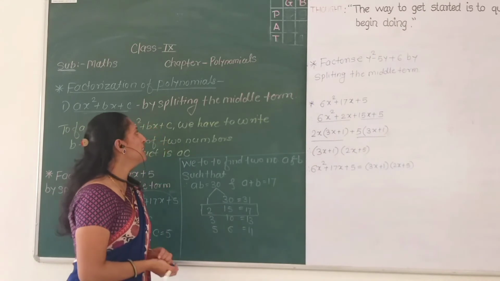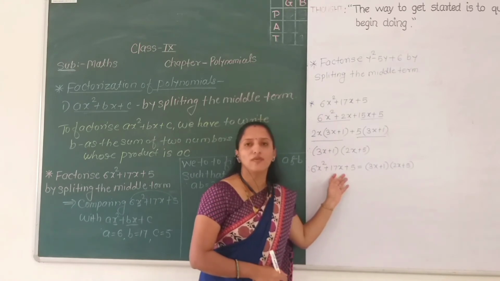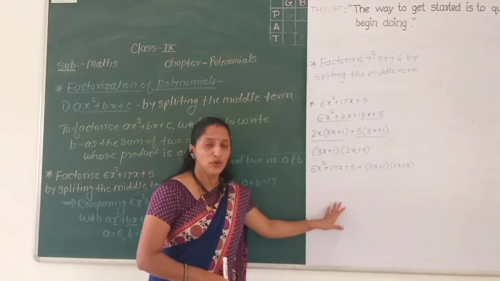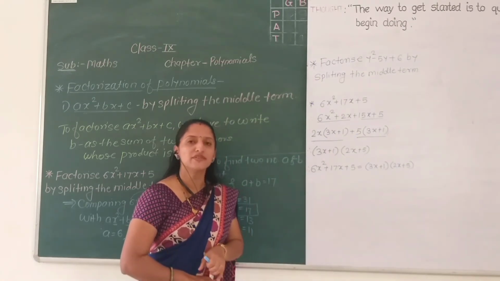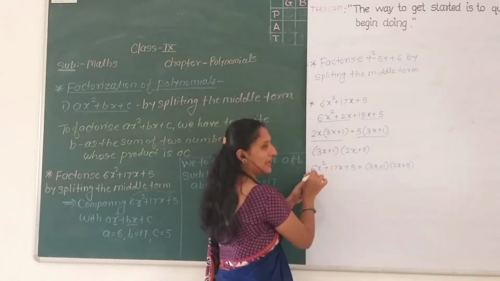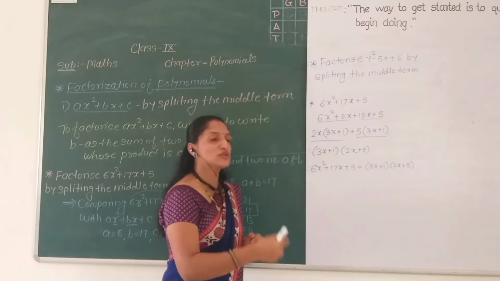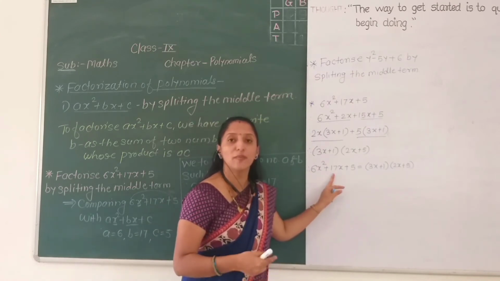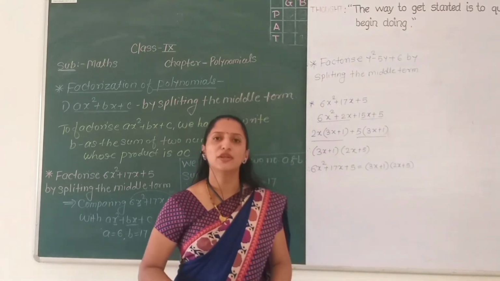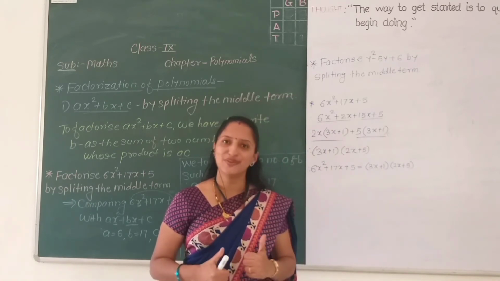So in this way, by splitting the middle term, we can easily find the factors of a quadratic polynomial. Remember only the idea behind it: we have to find two numbers whose product is a into c, where a is the coefficient of x square, and whose sum is the coefficient of the middle term, which is b. If you find such a pair of numbers, then we can easily find the factors of the given polynomial. Do you understand this?